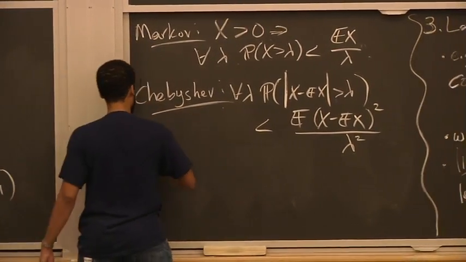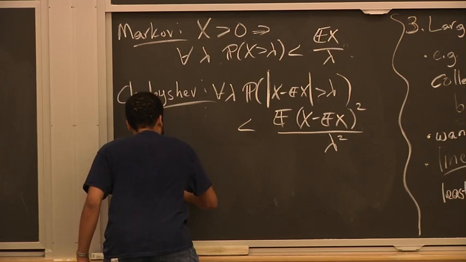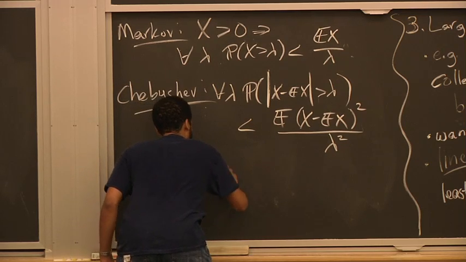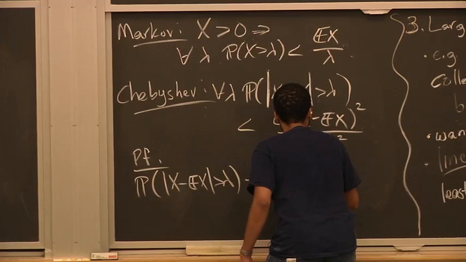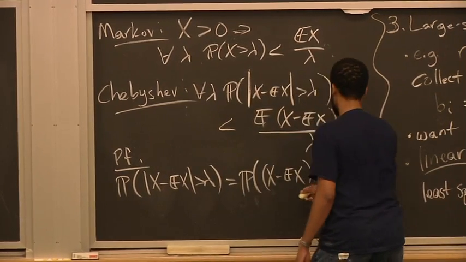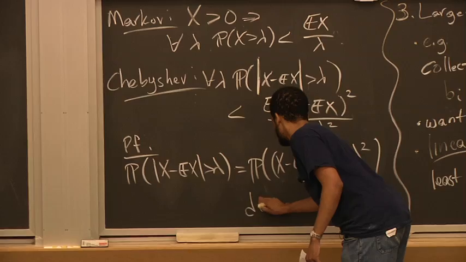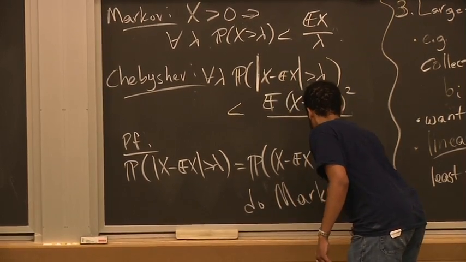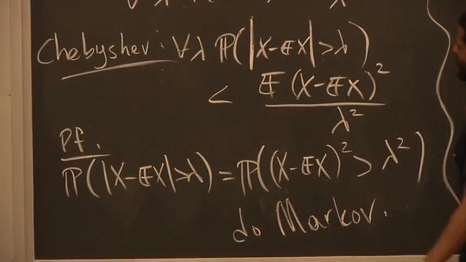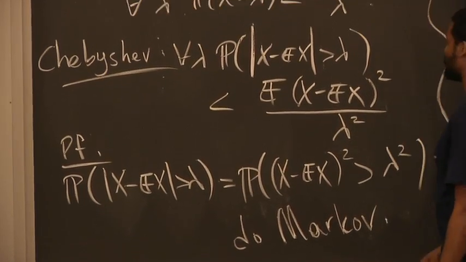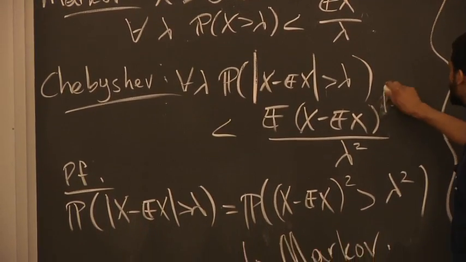And the proof is just, the probability that X deviates from its expectation by more than lambda is the same thing as X minus expectation of X squared being bigger than lambda squared. Just square both sides. And then now you do Markov's inequality. And depending on the community you're talking to, some people call everything Chebyshev. So you can put a P here or something.